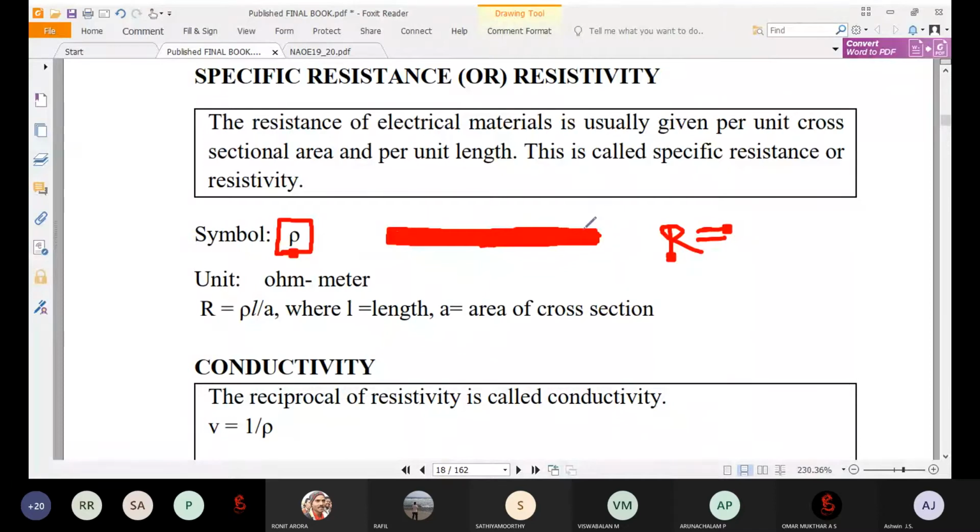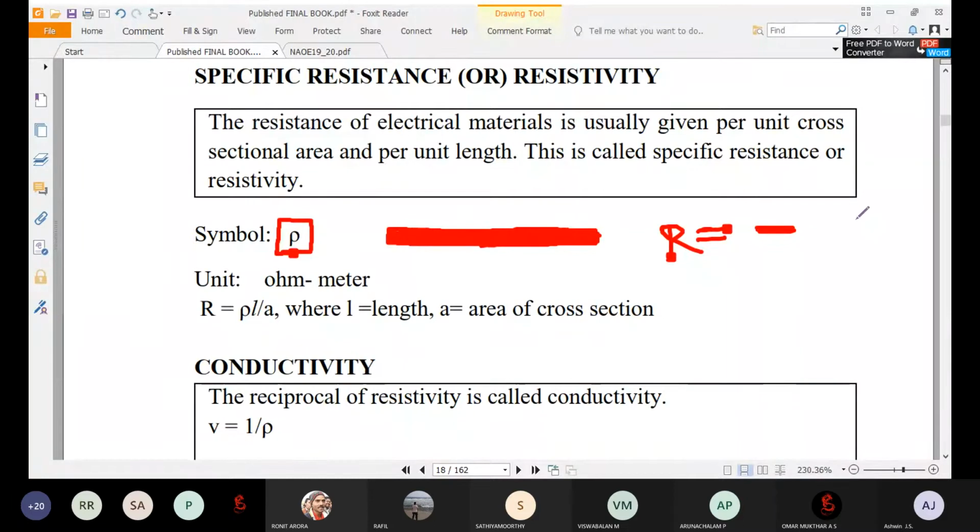Area means the cross sectional area, otherwise I told you, thickness. So if thickness increases, then the resistance decreases. It means that in a thin wire the conductive elements will be much less. If we increase the area, then the conductivity becomes higher, so resistance decreases. But what about the length? If length increases, the resistance increases because the conductive elements have to travel a long distance.